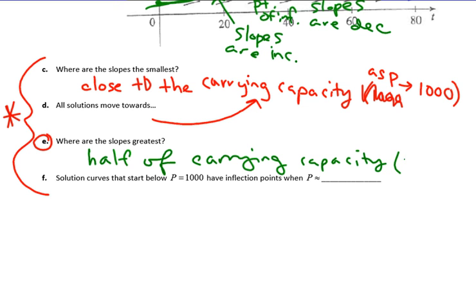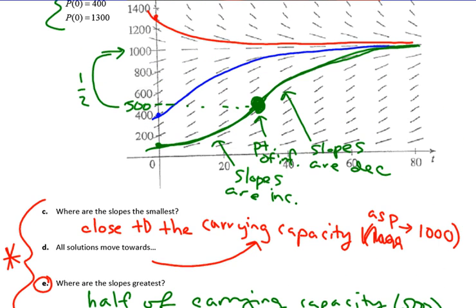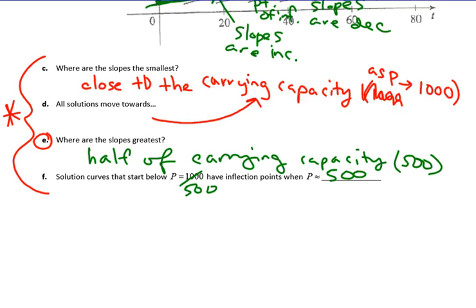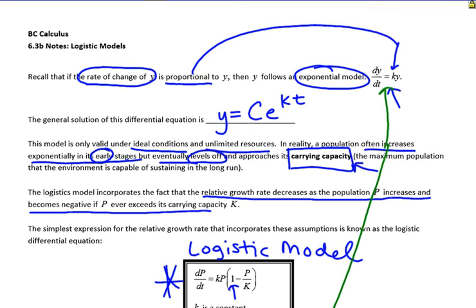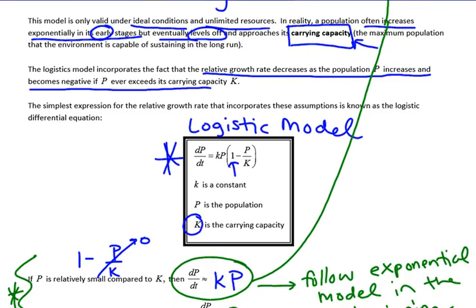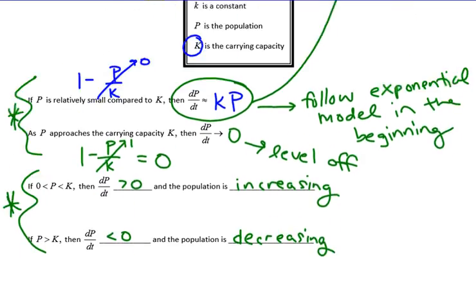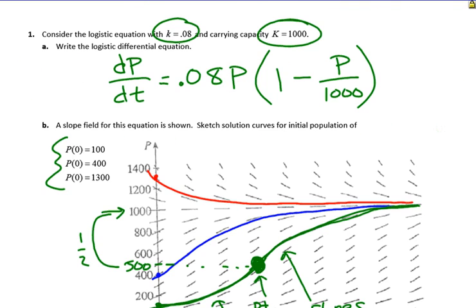which in this problem would be 500, which is the same as your next question: solution curves that start below 1,000, and actually that should really be below 500, have inflection points when P is approximately 500. Because if you start above 500, you already passed that inflection point, so there's really no inflection points past 500. Okay, and that in a nutshell is logistic equations. It's really simple. So the main things you just need to memorize is the formula for the logistics model, and also all these theory questions, including the half the carrying capacity.